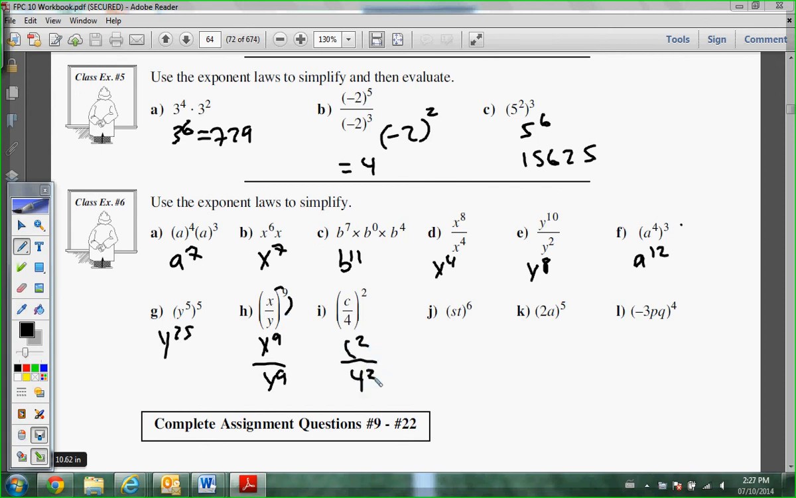Yep. Okay, and we can make that a 16 if we want, but that's okay. We'll leave it like that. Alex? Okay. No plus, right? Yeah. T6. Okay, good. S6 times T6. Okay, good. Jose? 2 to the 5th, A to the 5th. Good. And Taylor?